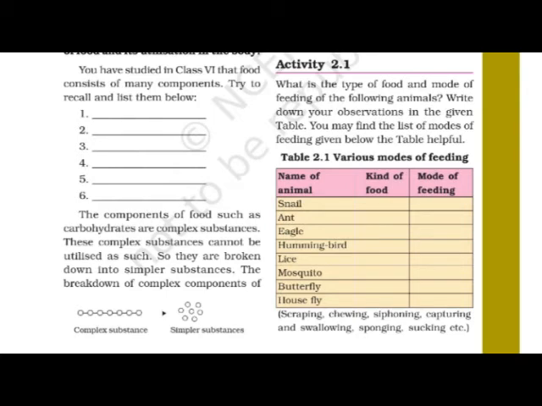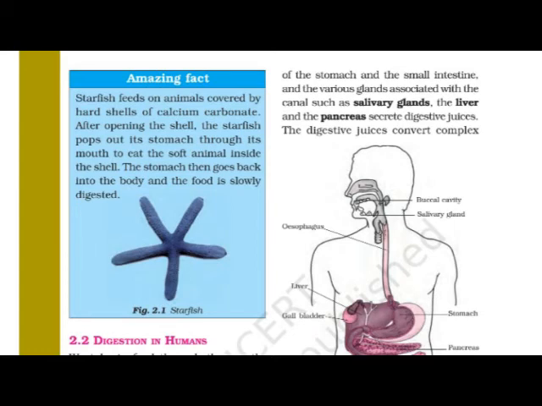You have to write the kind of food, and you have to select the mode of feeding, which is given below the table. They are given: scraping, chewing, siphoning, capturing and swallowing, sponging and sucking. So you can select this mode of feeding and put it in the table. Okay, just complete it. Now we are going to the next page, that is page number 12.